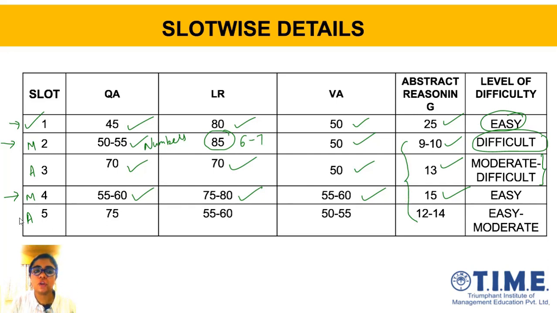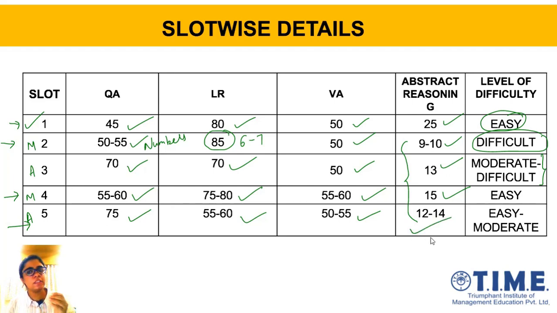Okay, and slot 5 was your 25th August afternoon slot. This was my slot. I gave the exam in this slot. It was very quant extensive. इसमें बहुत सारे quant के questions थे. Around 75 questions were there on quant. LR, logical reasoning, had fewer questions, 55 to 60. Verbal ability had something between 50 to 55 questions, and abstract reasoning was 12 to 14 questions.